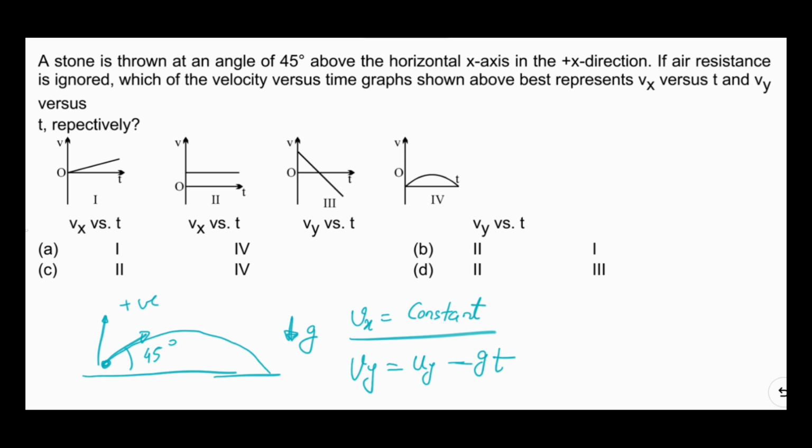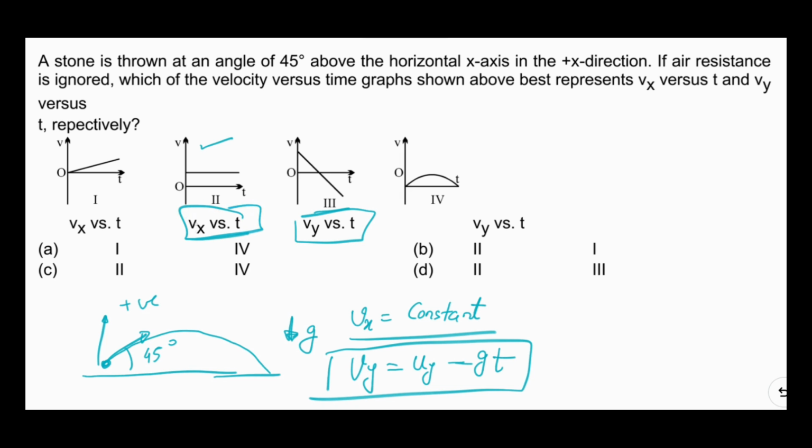Now Vx with time should remain constant, but in the first graph it is varying with time, so this should be incorrect. In the second graph, the correct variation of Vx versus t is given. Similarly, for Vy versus t, the equation is of a straight line with negative slope, and that is in graph 3. So the correct Vy versus t is graph 3 and the correct Vx versus t is graph 2.